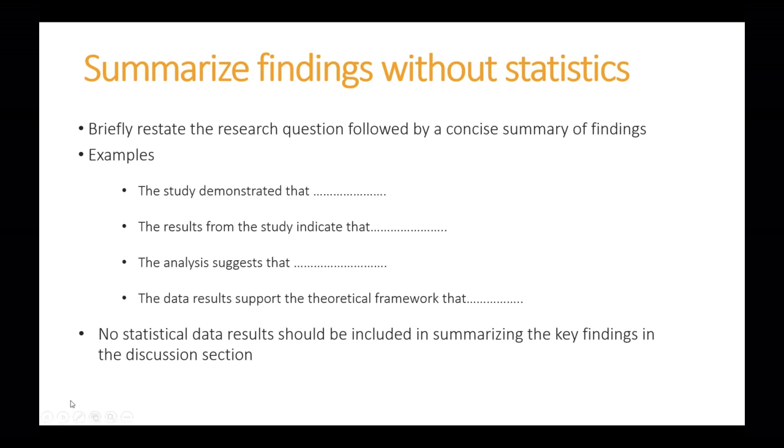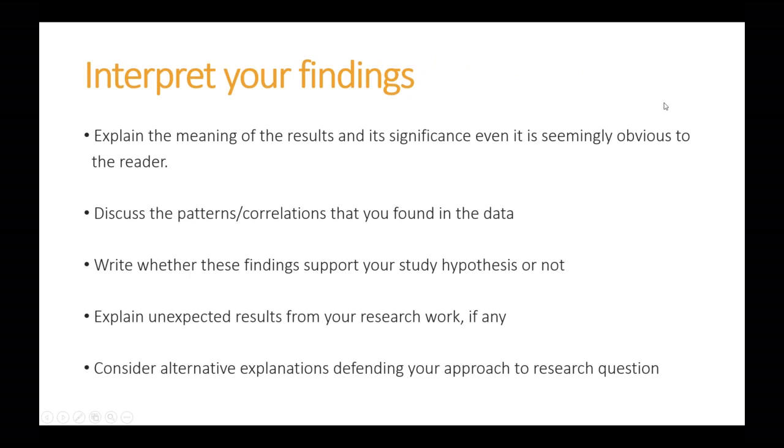So once you do this, then you have to interpret your findings. So you have to explain the meaning of your results. When you did this in the results section, you were simply stating what those numbers mean, right? So I said this in the results section in the previous module, that you do not have to interpret your findings. However, in discussion, you need to interpret your findings, but do not use any numbers.